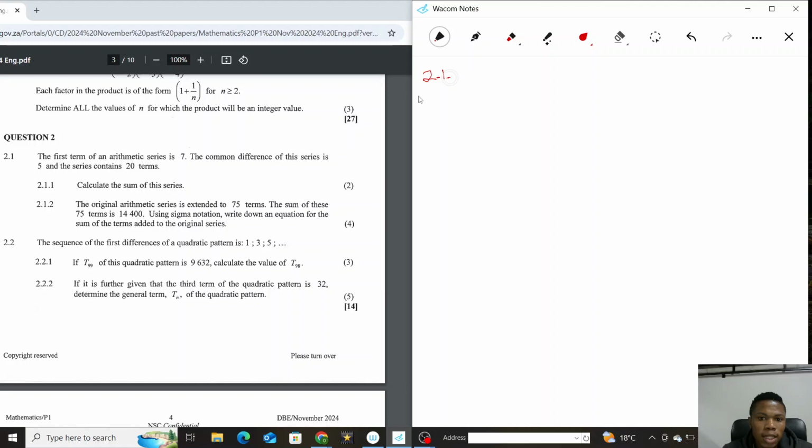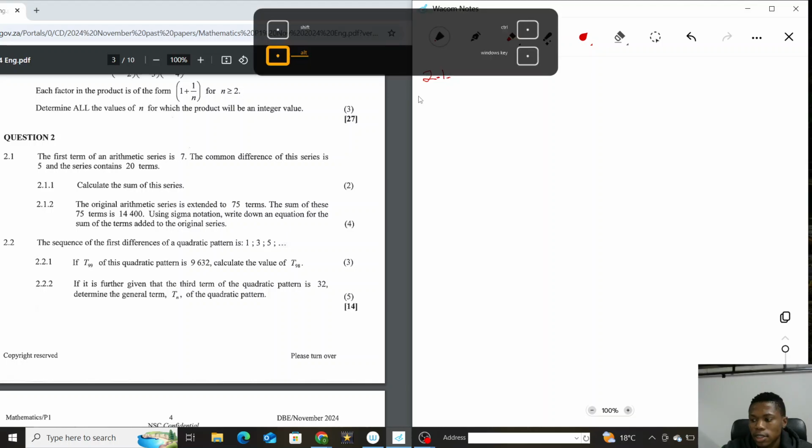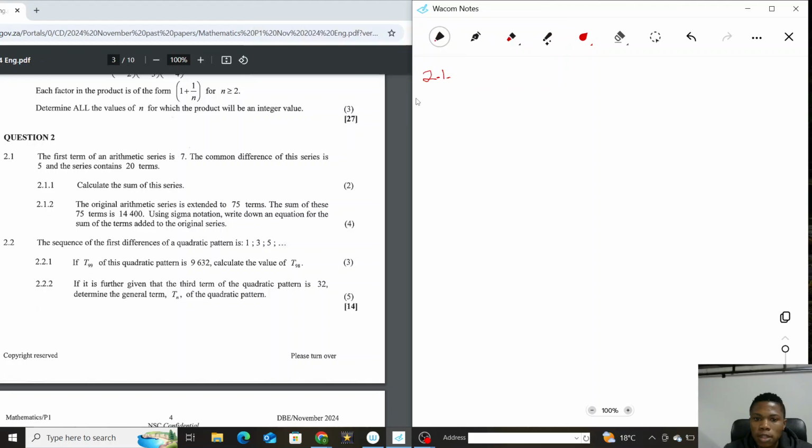2.1.1 says the first term of the arithmetic series is 7. The common difference, which is d, is 5. The series contains 20 terms. The number of terms is represented by n, which is 20.